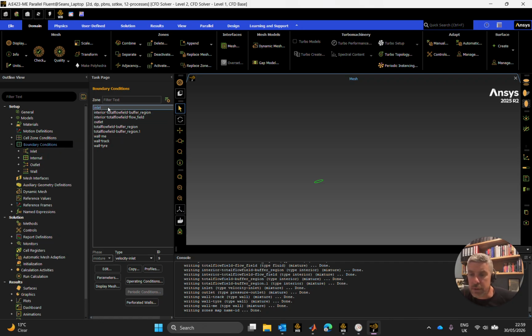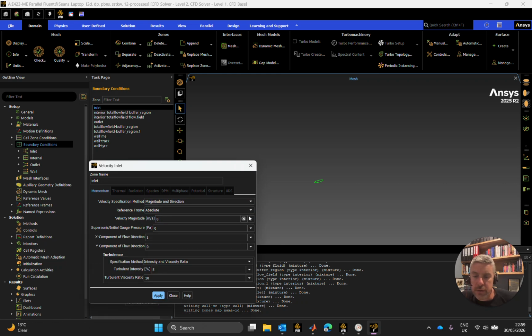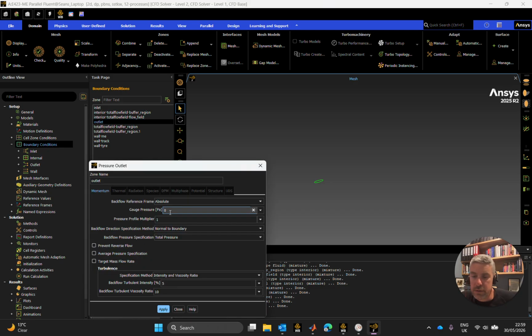Boundary conditions, let's see what we have. So the inlet, let's now edit the inlet. And we're going to go for magnitude and direction. Our velocity magnitude is vel inlet, which was 18 meters per second, written there as a parameter, all in the x direction. Apply. Close. Now these are all interiors, outlet. Let's just confirm that that is a pressure outlet, which it is, and zero gauge pressure. All that looks okay.